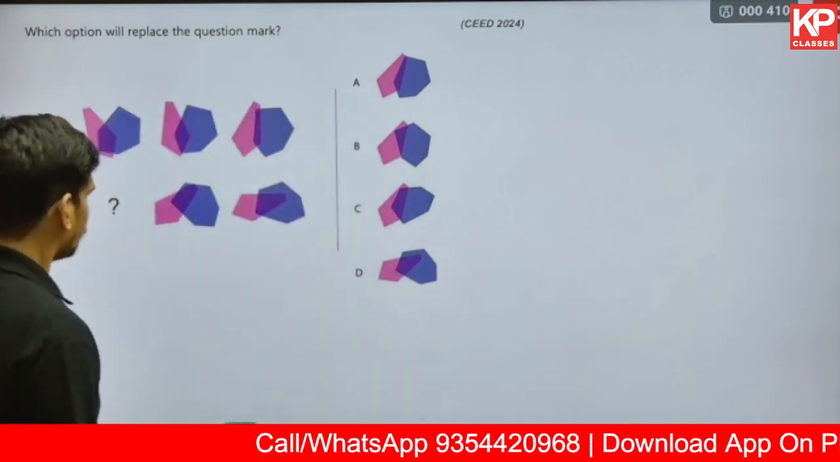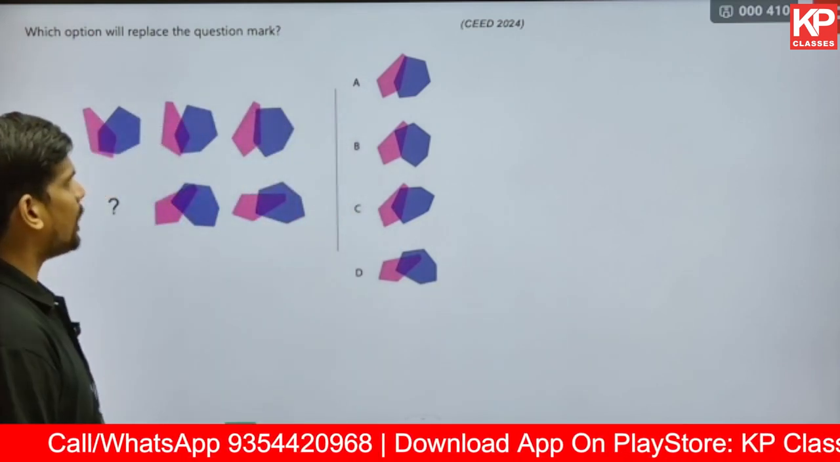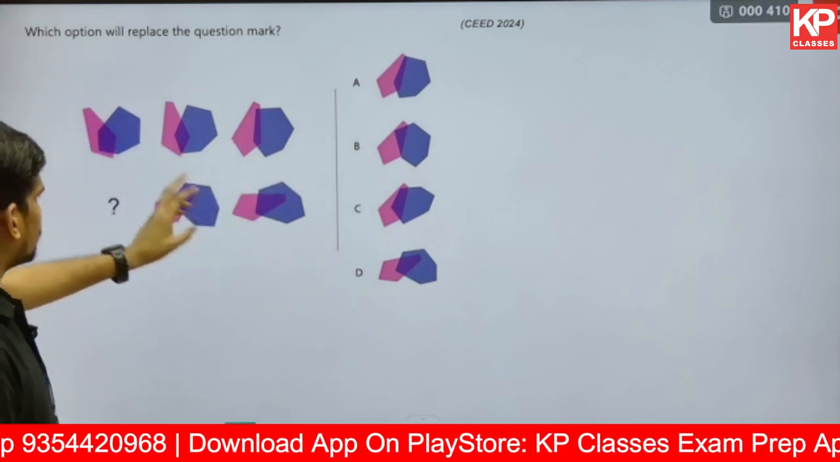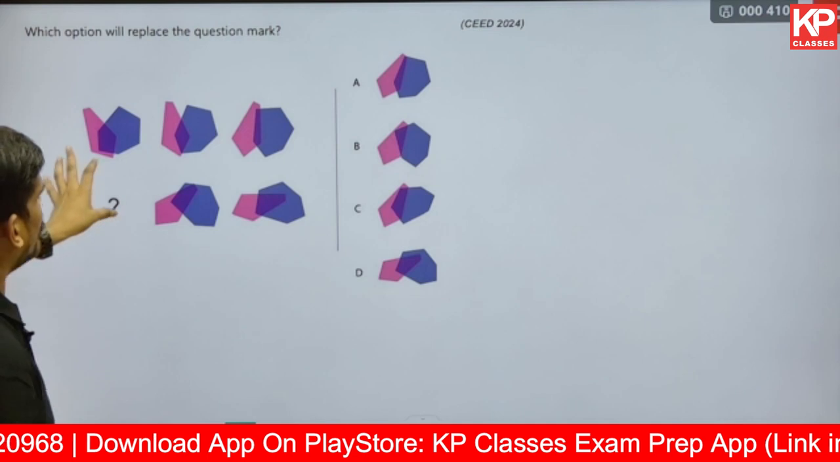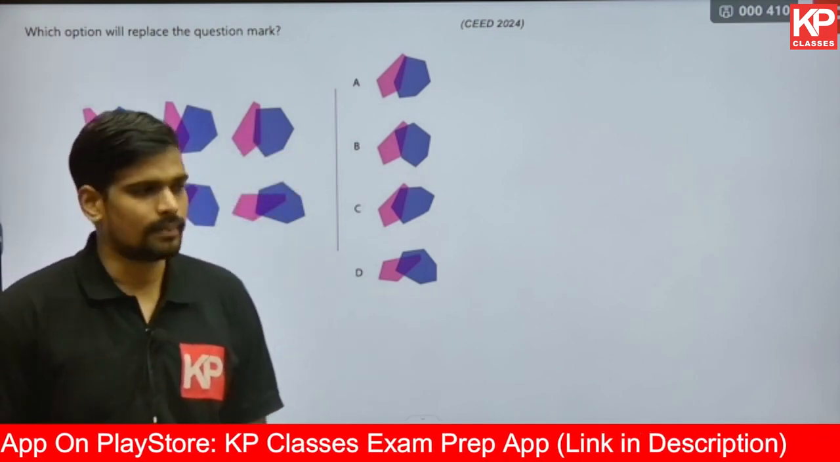So let us begin. This is a past CEED question from the paper 2024. It is a multiple choice question. So you have an arrangement of two polygons. Basically, there's one in pink and the other in violet. You have an arrangement of it, and they're asking what would be in this place of the question mark.